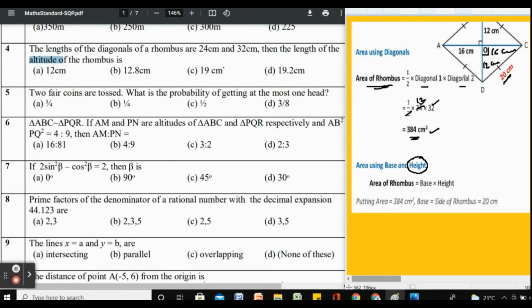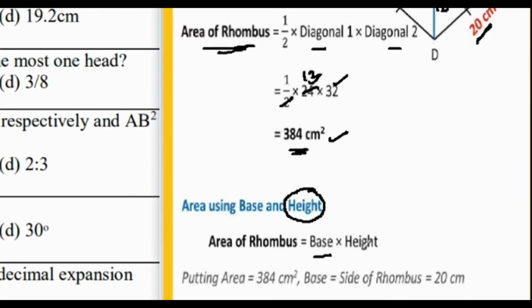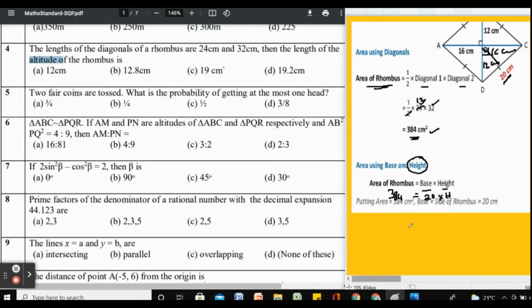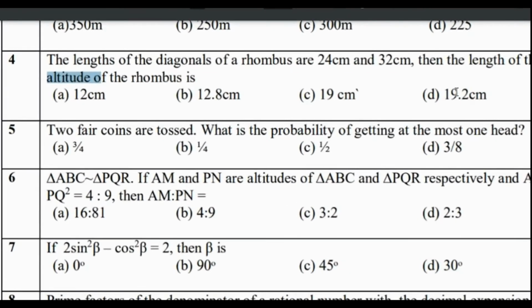One is d1 into d2, another is base into height. So here base is nothing but the side of the rhombus and height will be this one. So area of rhombus is given as 384 centimeter square. So base we got as 20 into height. As we have to find the height, 384 by 20, when multiplication goes to the other side it will become division. 384 by 20 is nothing but 19.2. So correct option for fourth question is D, 19.2 centimeters.